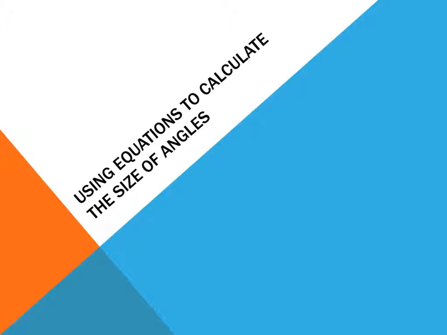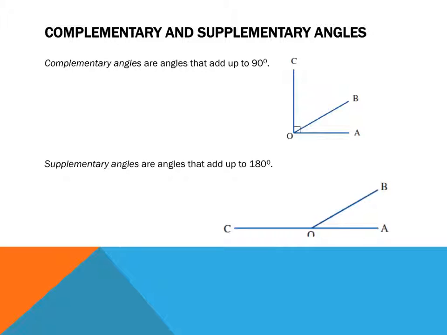Okay, year 8. Today we are going to look at using equations to calculate the size of angles. We had a brief look at this last lesson with a few questions that I hadn't given you any kind of context for. Today I'm going to show you how to actually do it. There's two things that we need to know about before we begin though, and they're complementary and supplementary angles.